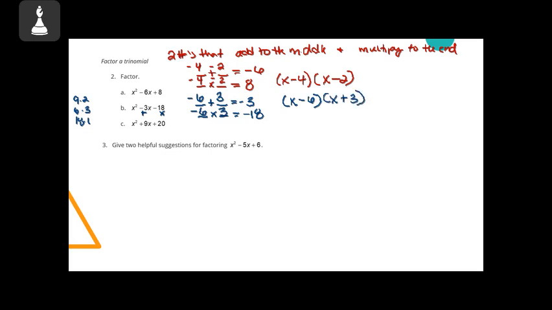Last one here, we're going to add to 9 and multiply to 20. So two numbers that add to 9, those same two numbers multiply to 20. So 20 is 1 and 20, 2 and 10, 4 and 5. The pair that can add to 9 is 4 and 5. 4 plus 5 is 9. 4 times 5 is 20. So x plus 4, x plus 5.